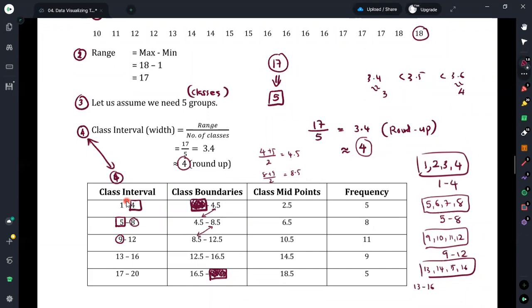Then the upper class boundary can be obtained by adding 4, the class width, to this lower boundary. Therefore, 4.5 plus 4 equals 8.5. Since this is the upper boundary, it would be the same as the lower boundary for the next class. Then we have to rewrite the same value here.